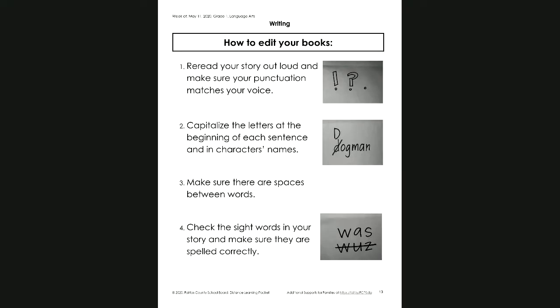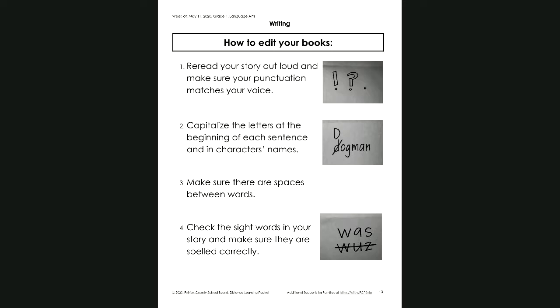So that's about revising, and this one's about editing, how to edit your books. So reread your story out loud and make sure that your punctuation matches your voice. So if you're reading an exciting part, it should have an exclamation point. If you're reading a question, make sure you have a question mark. And if it's just a regular sentence, it should have a period. Capitalize the letters at the beginning of each sentence and in characters' names. Make sure there are spaces between your words.